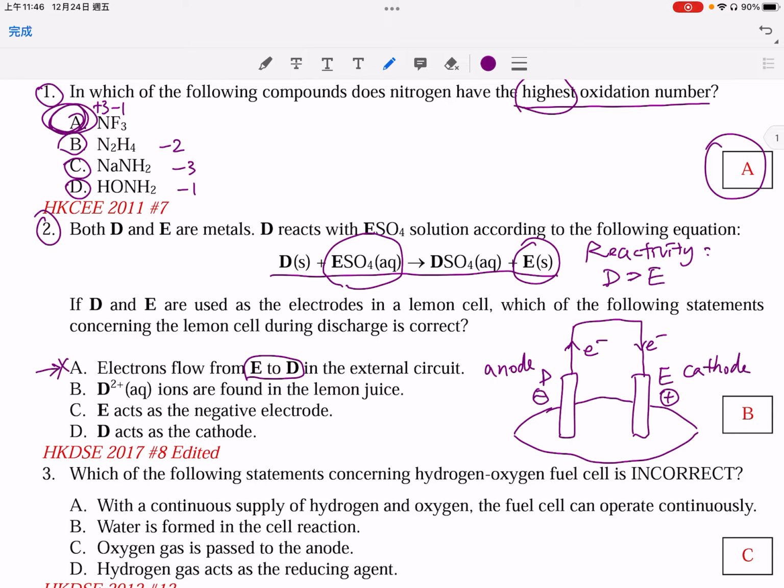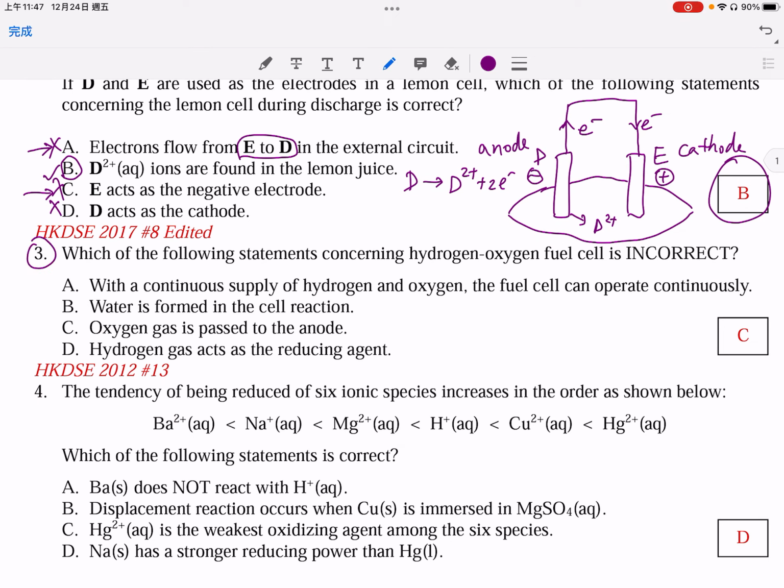As metal D will lose electrons after some time, D will become D2+ together with the electrons. So there will be D2+. So B is correct. Let's look at options C and D. Option C, E acts as the negative electrode, of course incorrect. D acts as the cathode, again incorrect. So the answer is B.